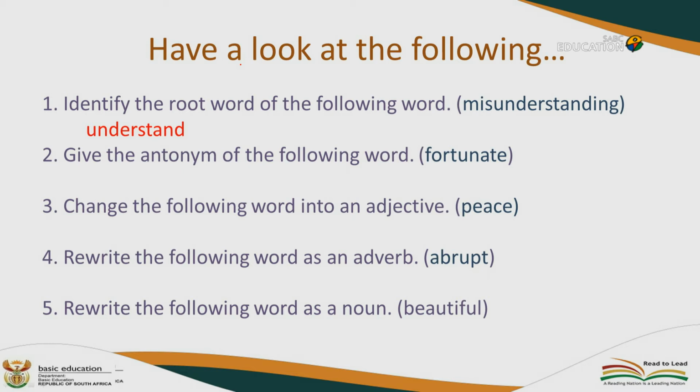Identify the root word of the following, misunderstanding. You will see that within misunderstanding, there is a prefix as well as a suffix. So mis is a prefix, ing is a suffix. So understand is our root word. And the antonym, which is an opposite in meaning of fortunate, would have a prefix un, unfortunate. Change the following into an adjective. Remember, adjectives will have that ful at the end, peaceful. And the last two, abruptly would be an adverb, and a noun would be beauty.